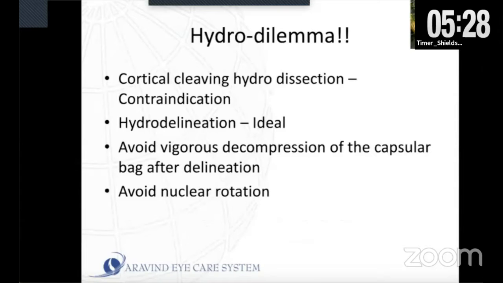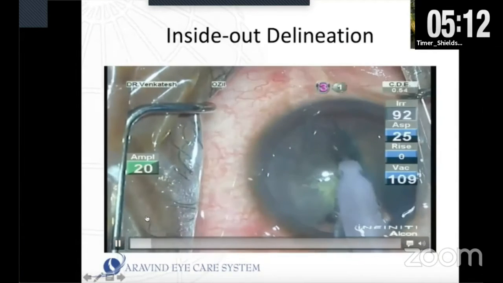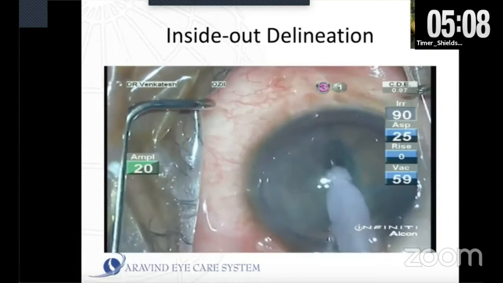But hydrodelineation is ideal, but very careful hydrodelineation should be done because by chance you cannot hydrodissect, and also avoid a vigorous decompression of the capsular bag. And definitely you should avoid any rotation of the nucleus. So this is a technique which was described by our own Dr. Abhay Vasavada. It's a brilliant technique. I do that as a routine to many of my patients.